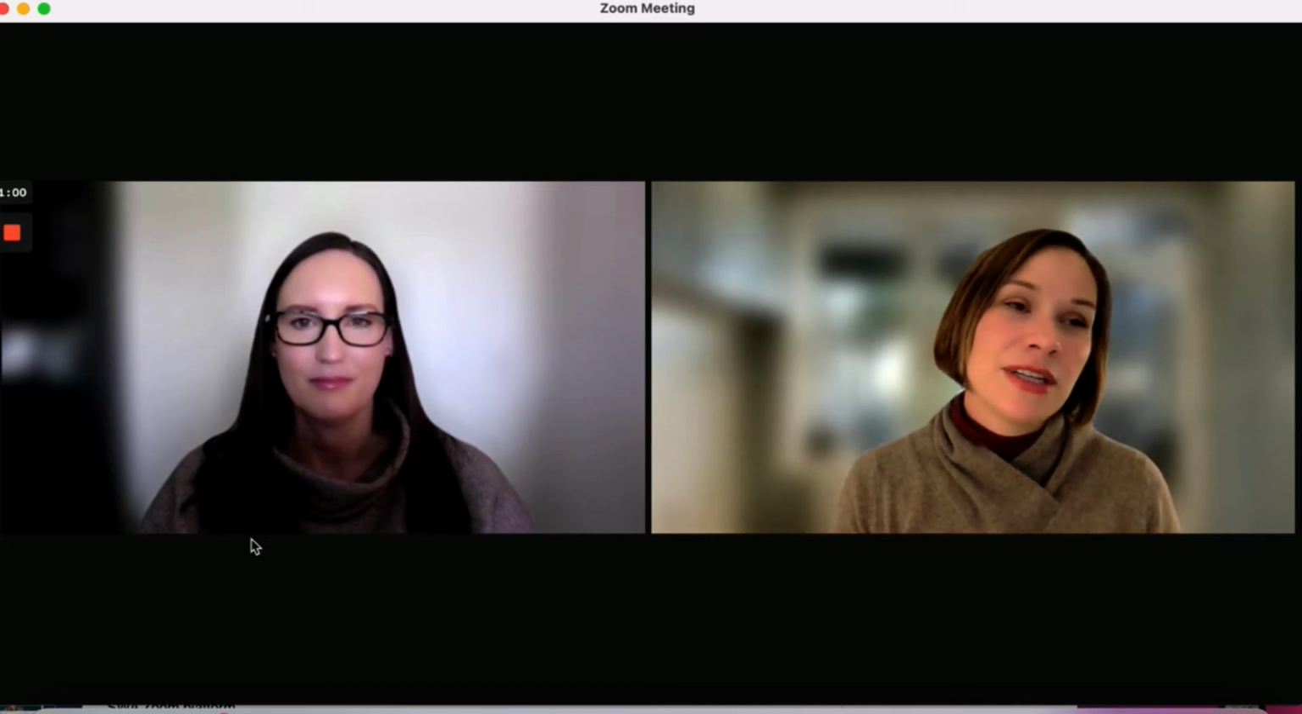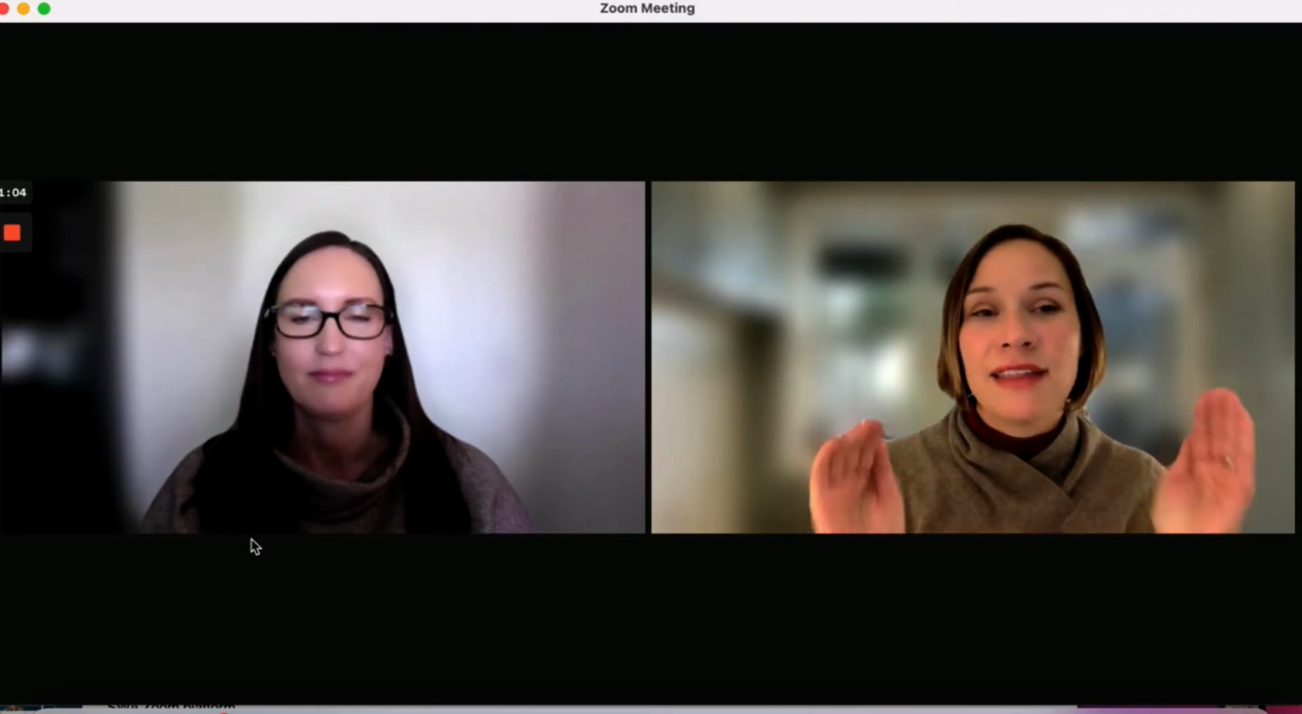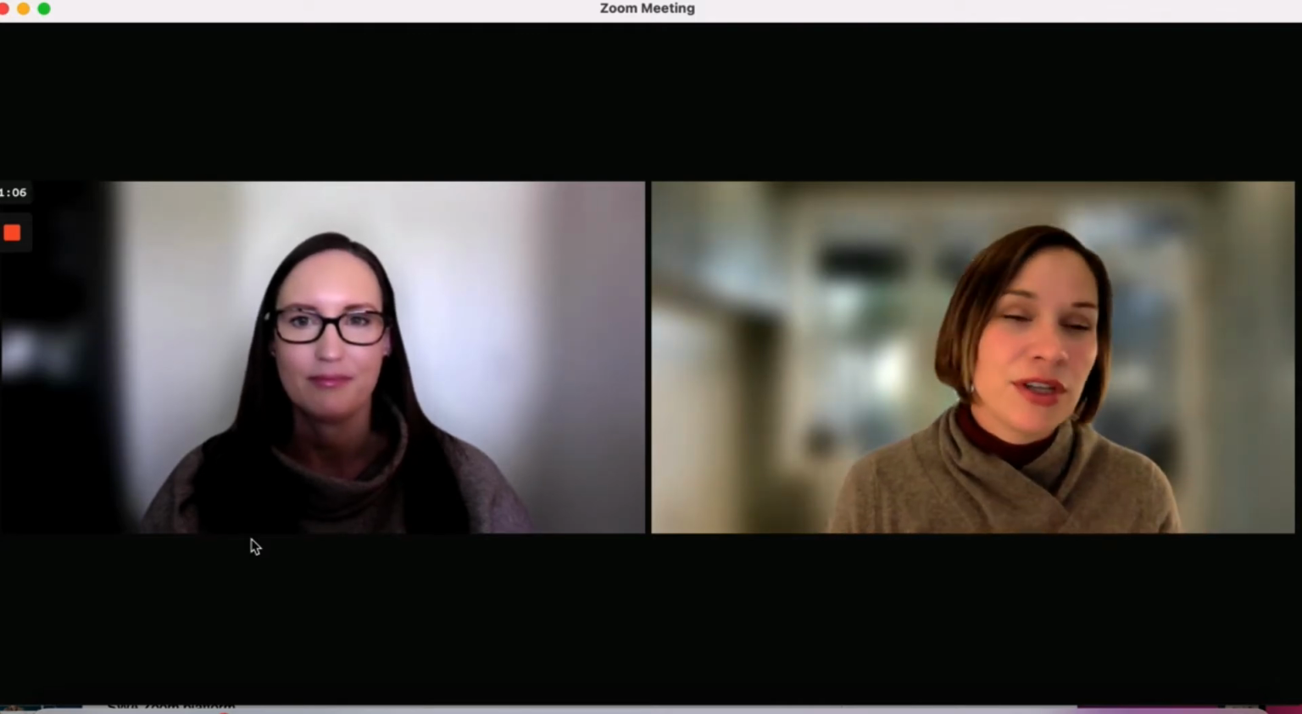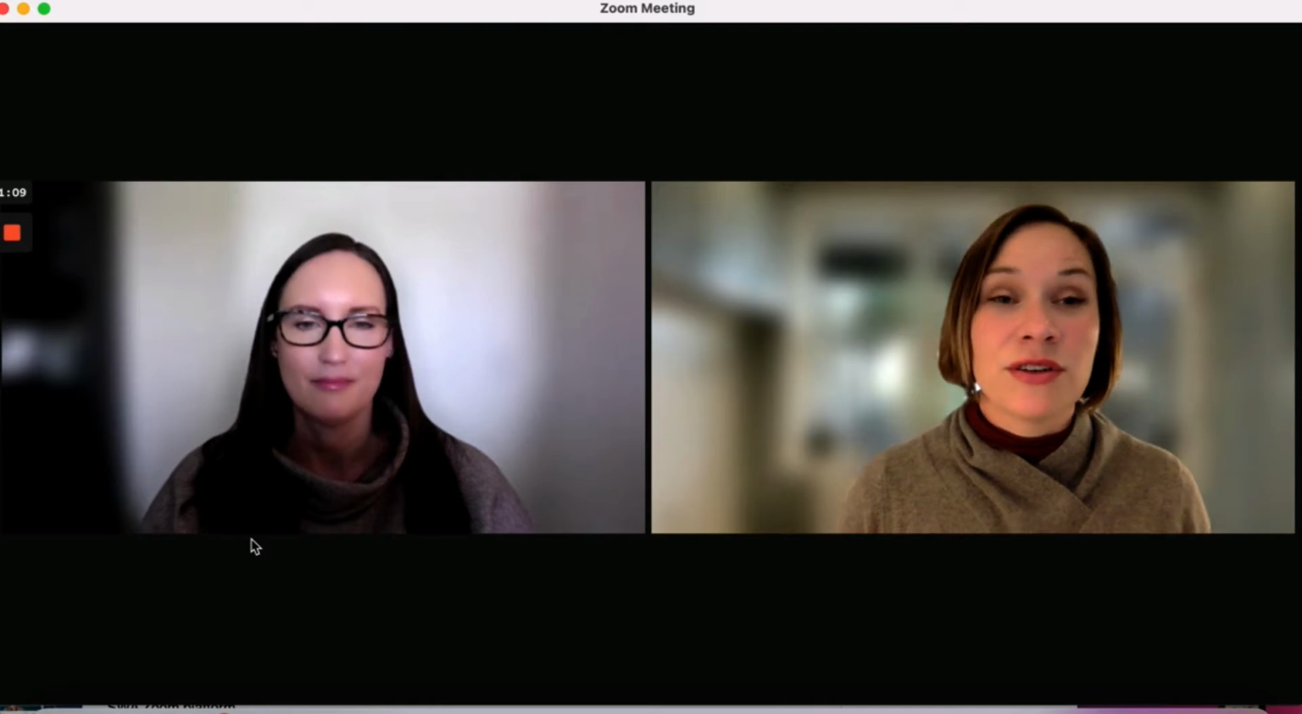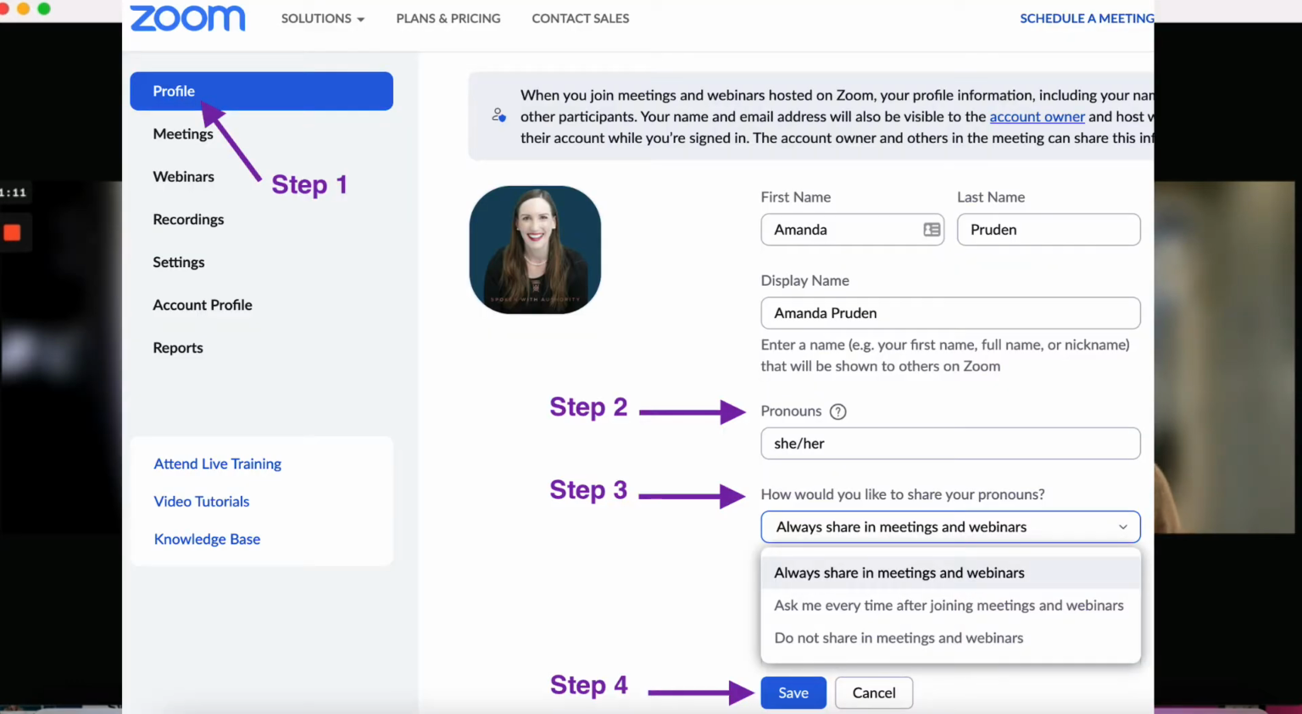We simply went into our profile, and now they allow you to enter what your pronouns are, and they will add the parentheses after your name. So you don't have to add the parentheses when you insert what your pronouns are. We will share with you a screenshot of where to add that in your profile.